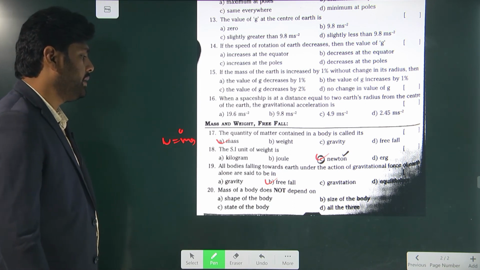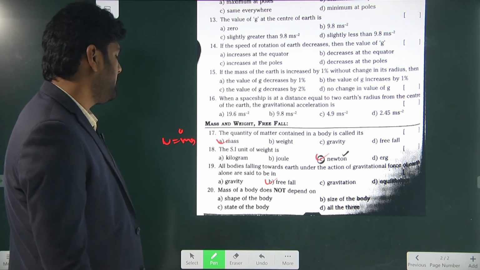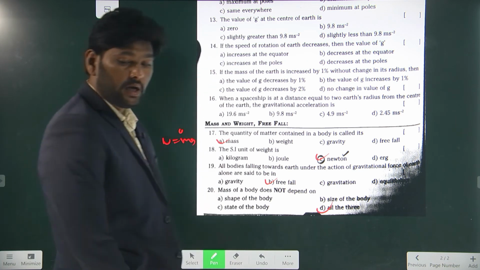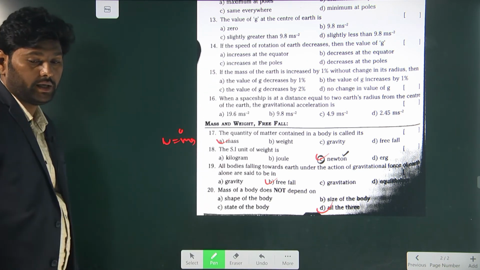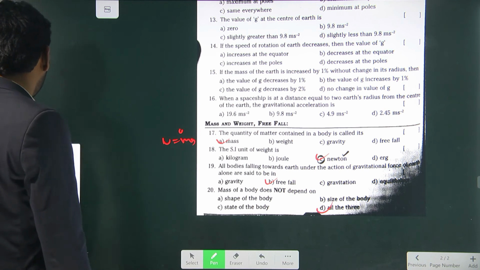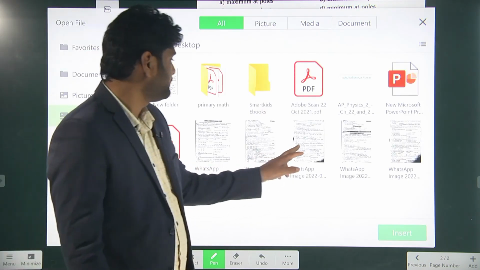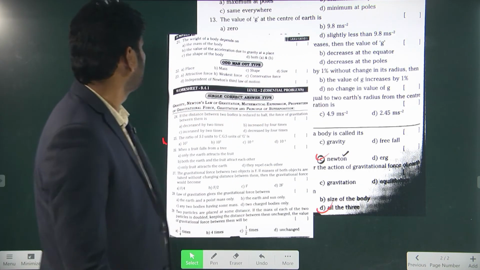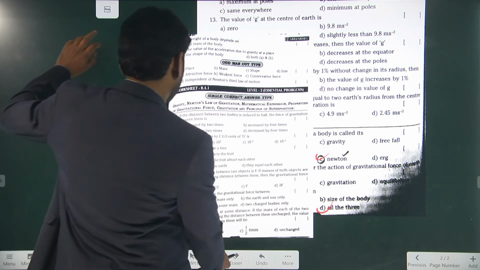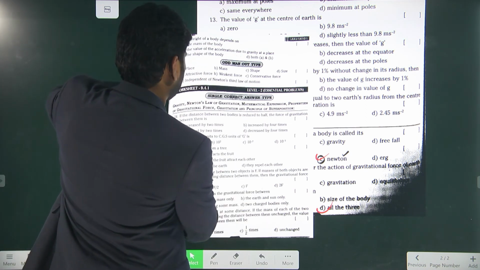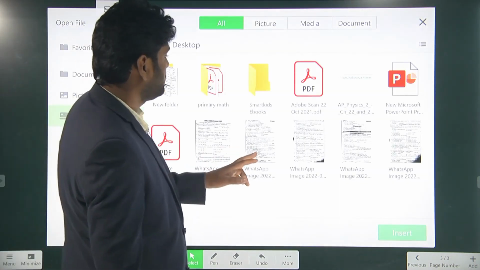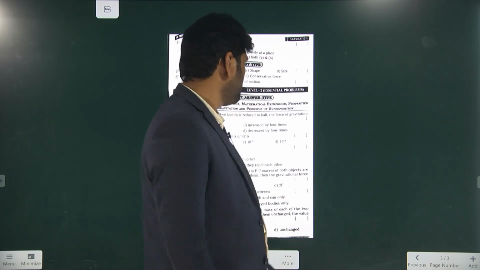Mass of the body does not depend upon shape of the body, size of the body, state of the body, so all the above is the right answer. So I will go for the next slide here. The next slide is this. Is it appearing? Oh, I shared on the same page.